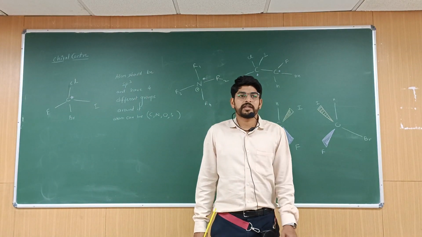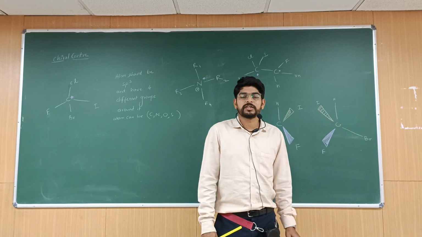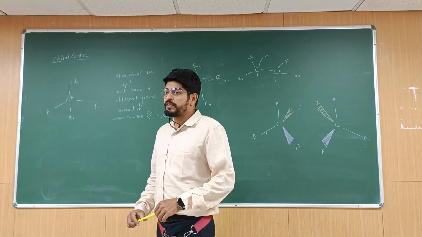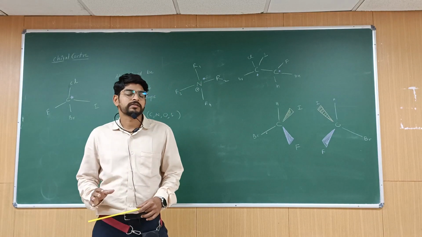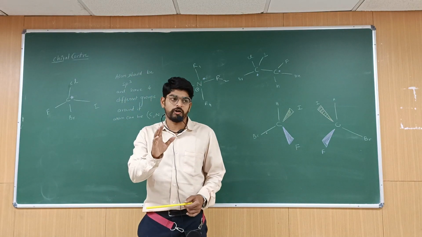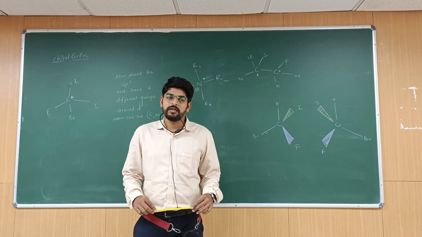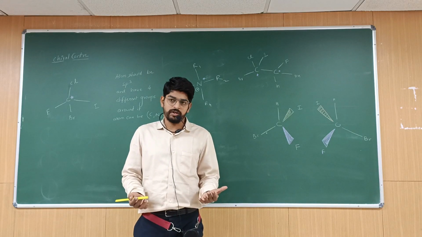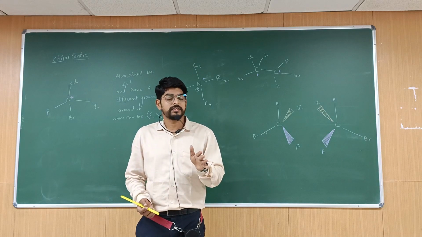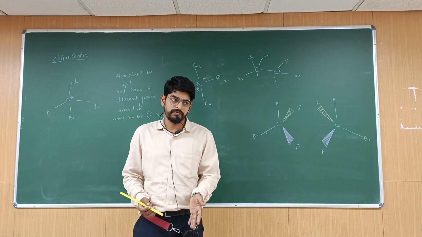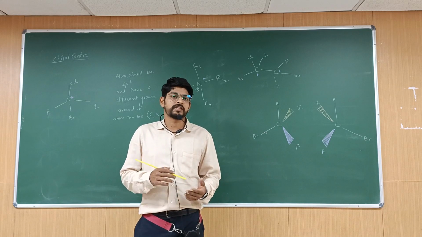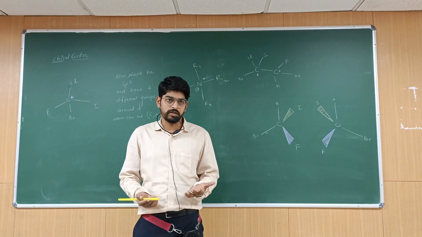One more concept connected to optical isomerism is chiral center. We can say that if a chiral center is there, generally there is a chance of optical activity. Chiral center doesn't necessarily ensure optical activity, but if a chiral center is there, there is a high chance of optical activity. First, we'll understand the word chiral. Then we'll say what is a chiral center and what is a chiral molecule.